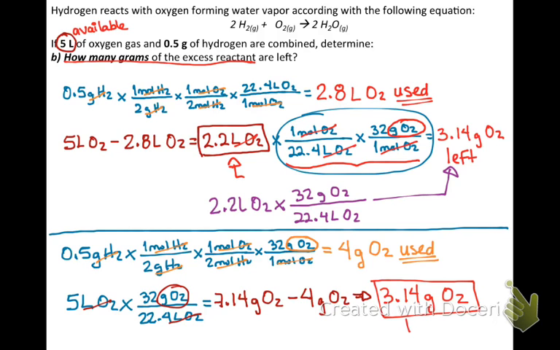Okay, these are left. I expect that this will help you to clarify what to do to calculate the grams of the excess reactant here. And as you can see, there are many different procedures. Use the one that you understand best.